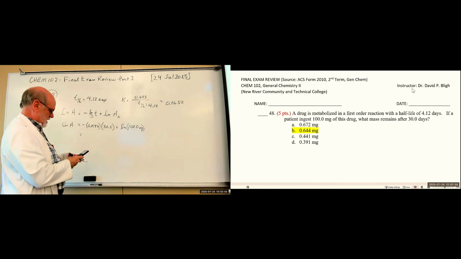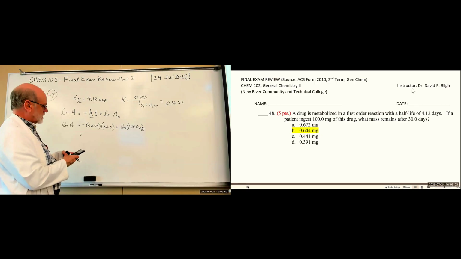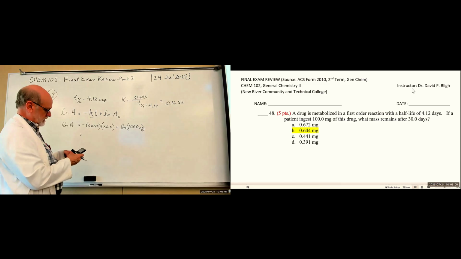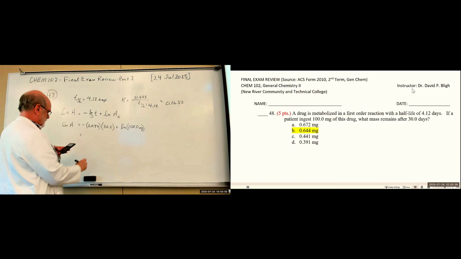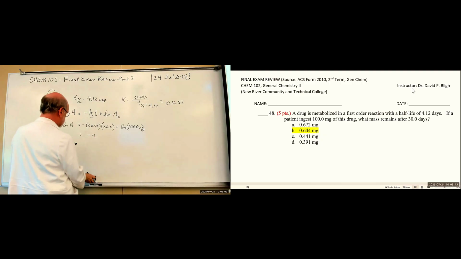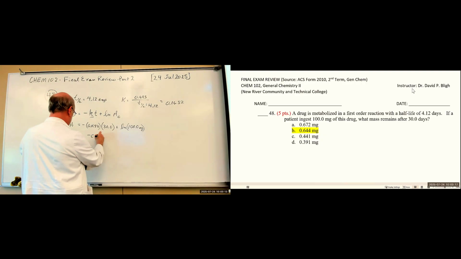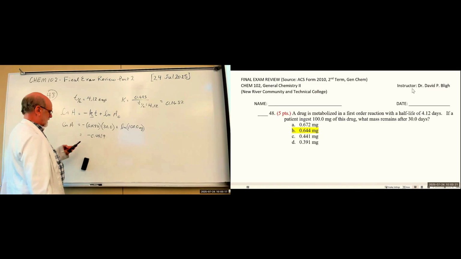So let's see. I've already got that value in there. I'm going to change the sign times 30, and then 100 natural log and add that to it. So this is minus 4. Well, let's see. I can put it in standard notation. 0.440. Yeah.